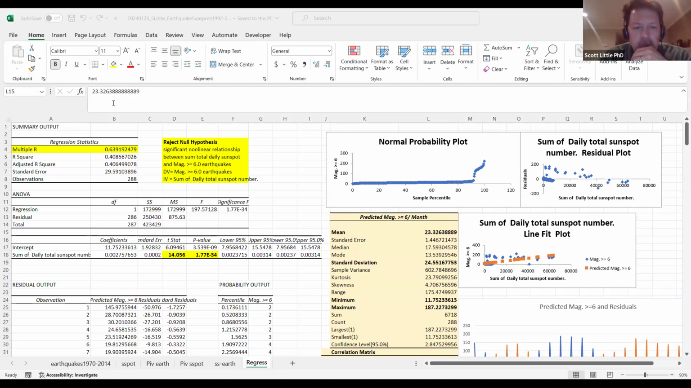But here's the regression model, and then I just call it rejecting the null hypothesis. That means there's a significant nonlinear relationship between the sunspot activity, and it says total daily sunspot, but I actually did it per month. I had to sum it up per month because we have to realize, again, there's a few day lag, at least according to other researchers' hypothesis, between an increase in sunspot activity and an increase in seismic activity, but it does show a relationship there. And then this is just the plot.